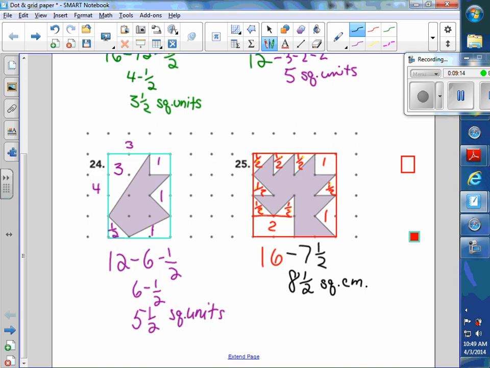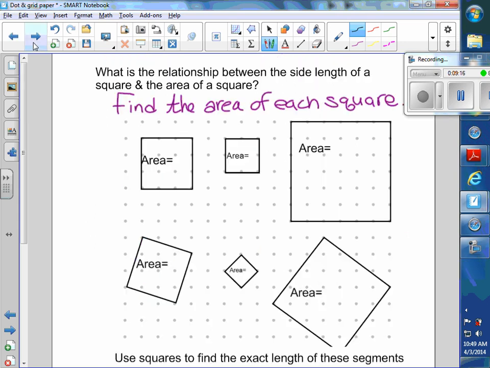So, next thing. You need that skill to do today's work. Find the area of each square. Of course, the beginning ones are kind of boring. There's not much to it. Carrie, what'd you get for the area of this? 9. So 9 square units, right? And keep going, Carrie. 4. 4 square units. And this one?